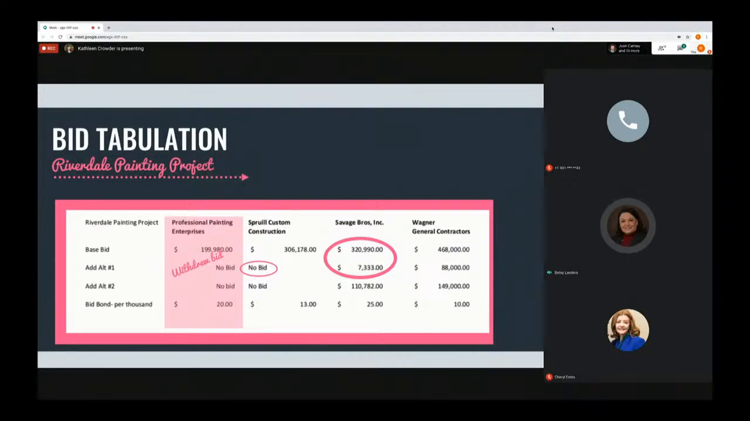My only question would be to Mr. Cathy: we have used Savage Brothers before, yes? Yes, ma'am, that's correct. They painted Houston High School, and they also painted Dogwood, so they have painted two of our schools. Thank you.